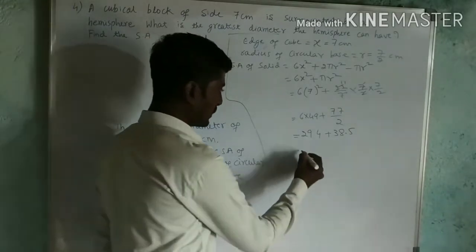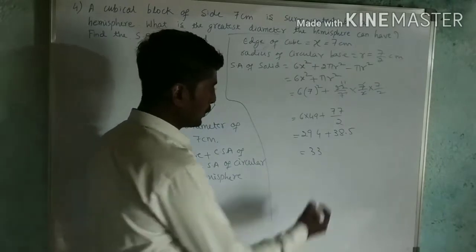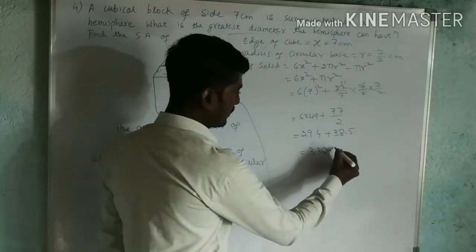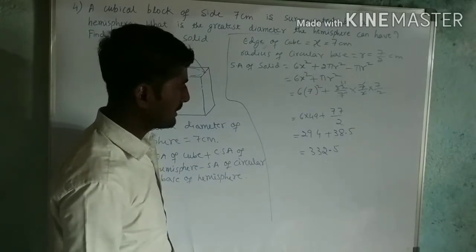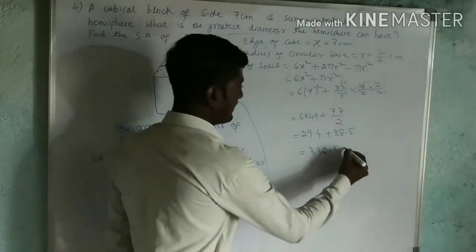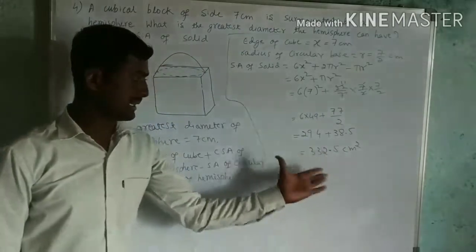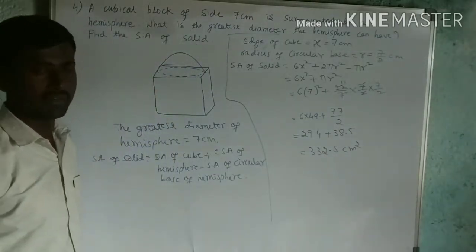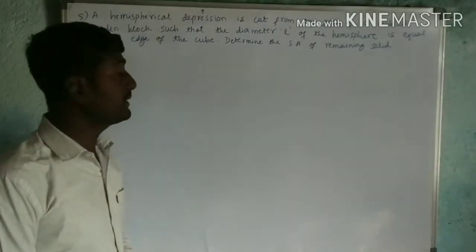So this is equal to 332. Am I right? 332.5. So 332.5 centimeter square. So this is the surface area of the solid: 332.5 centimeter square. Now fifth question.